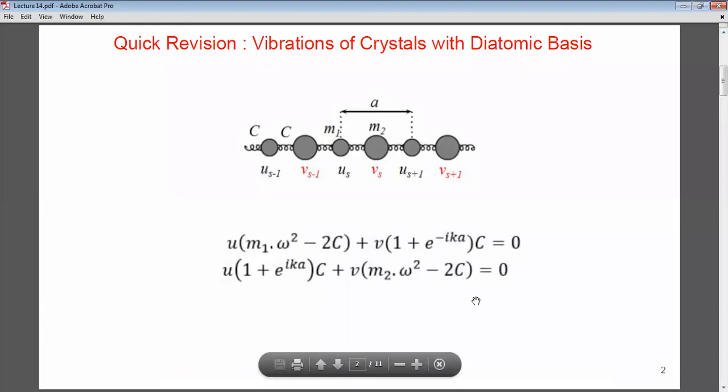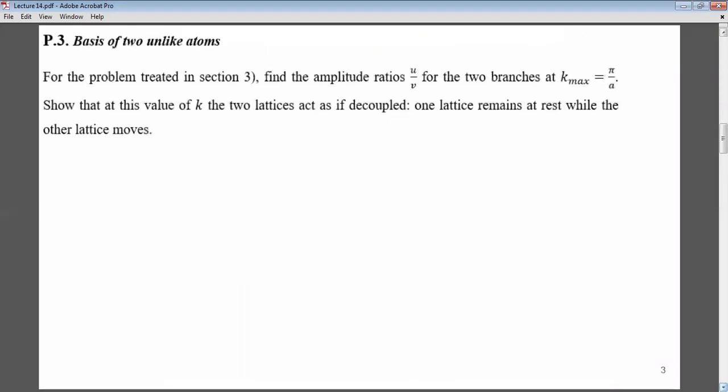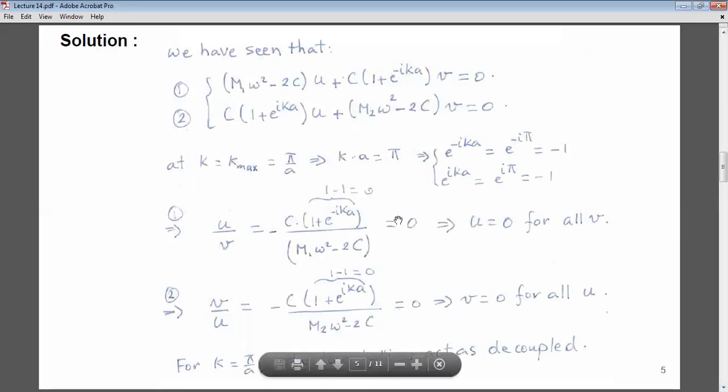Okay, these are our two equations. But instead of k, we will put pi over a. So if we put pi over a here, I will get e to the minus i pi, and here I will get e to the i pi. And what is e to the i pi? It's nothing but minus 1. So e to the minus ika is e to the minus i pi, which is minus 1. e to the ika is also minus 1.